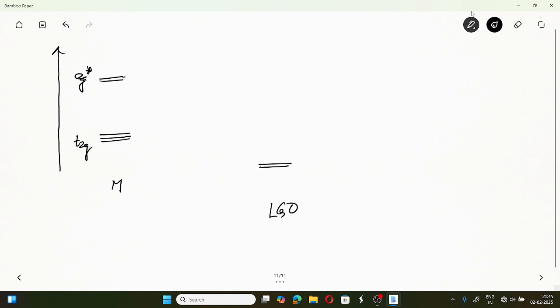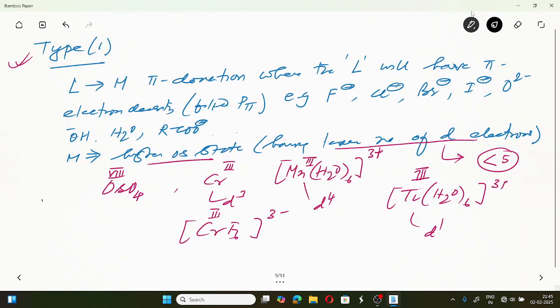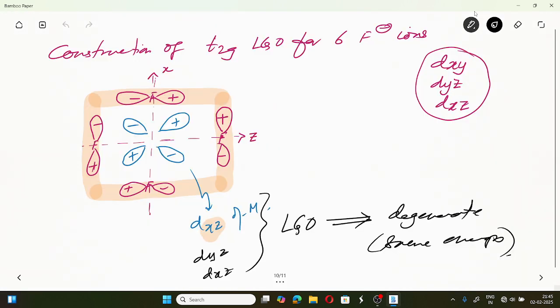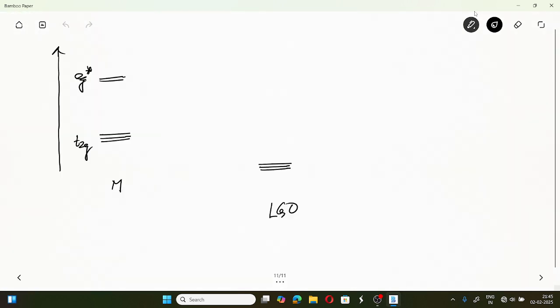এবার দেখো LGO, ligand group of orbital, এখানে যে ধরনের ligand গুলো নিয়েছি, these ligands, they will be the donor centers. The donor centers will be highly electronegative. If you recall, the donor centers are either oxygen, nitrogen, or these halogens, so they will have higher effective nuclear charge and hence higher electronegativity. So that's why the T2G LGO, which we have constructed, will be of lower energy as compared to this T2G of metal.